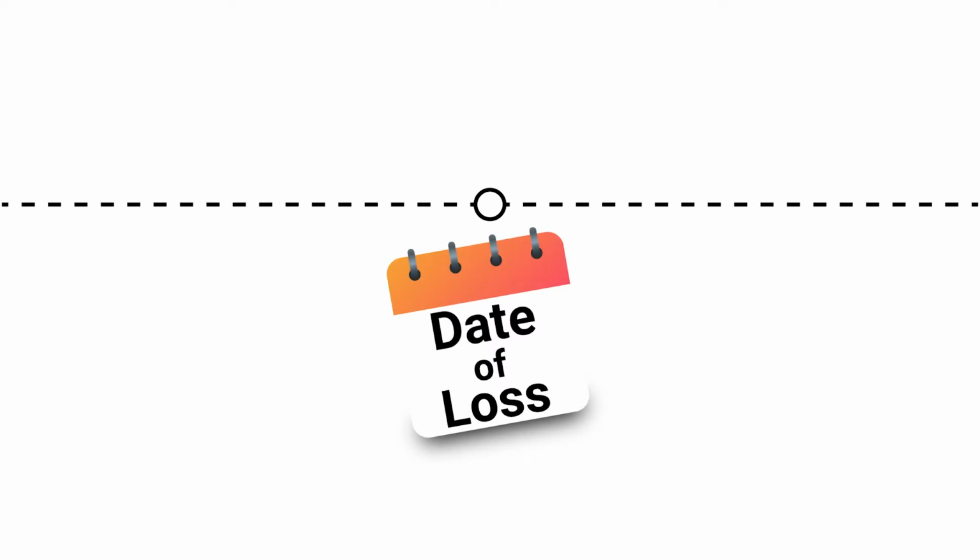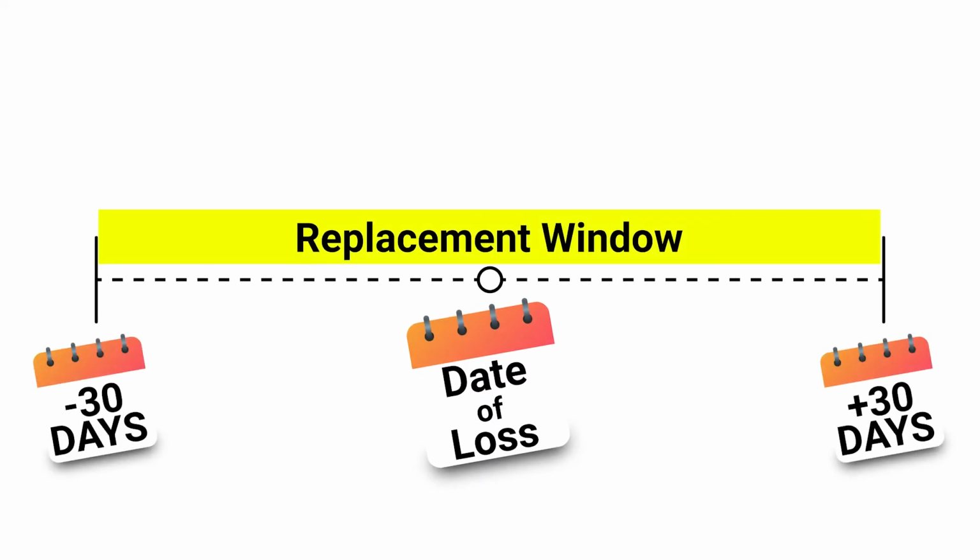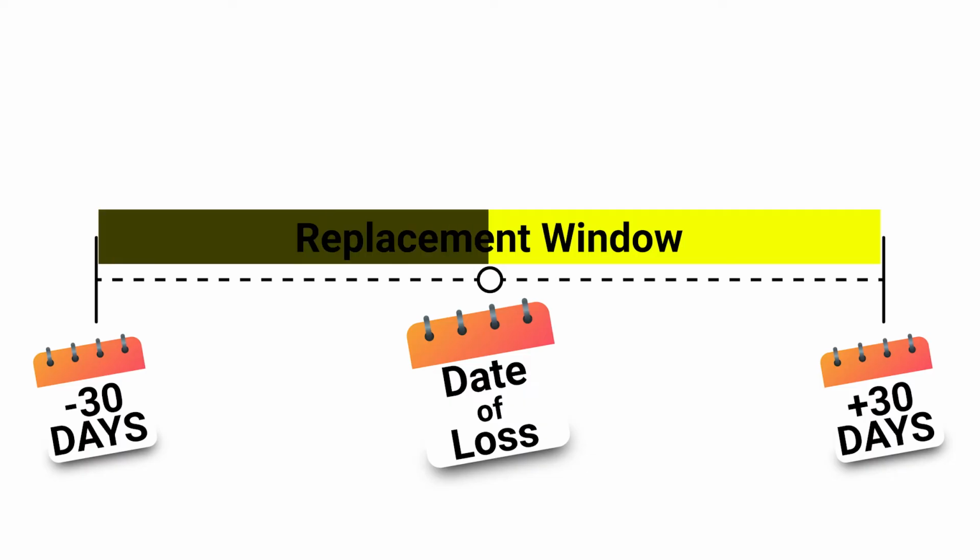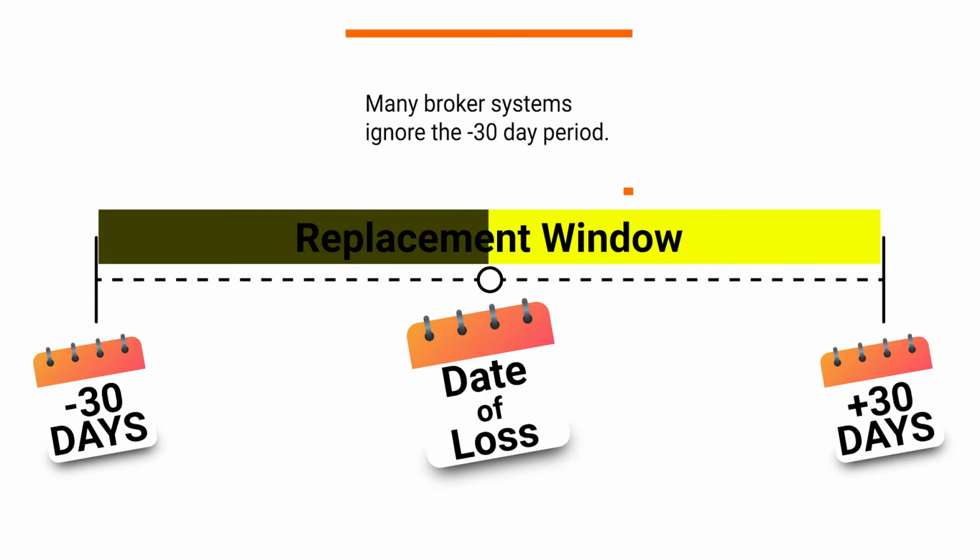For example, the wash sale rule says the replacement window begins 30 days before a loss and ends 30 days after. Yet, rarely do we see a 1099-B adjust a wash sale to a potential replacement within that minus 30-day period. Why does it matter?